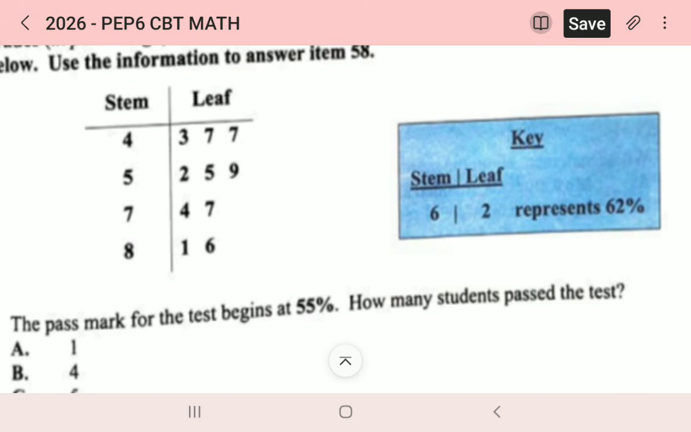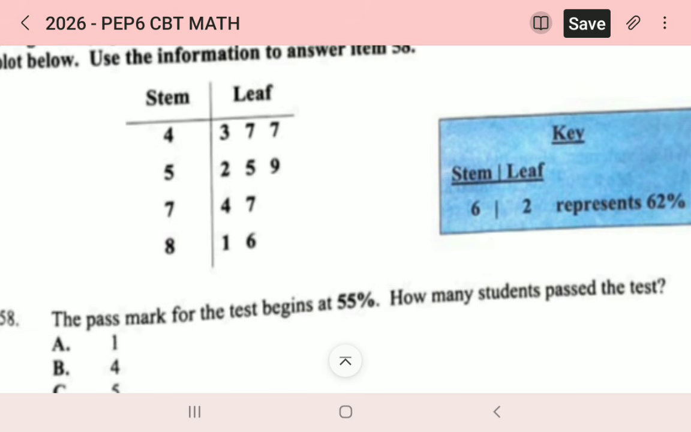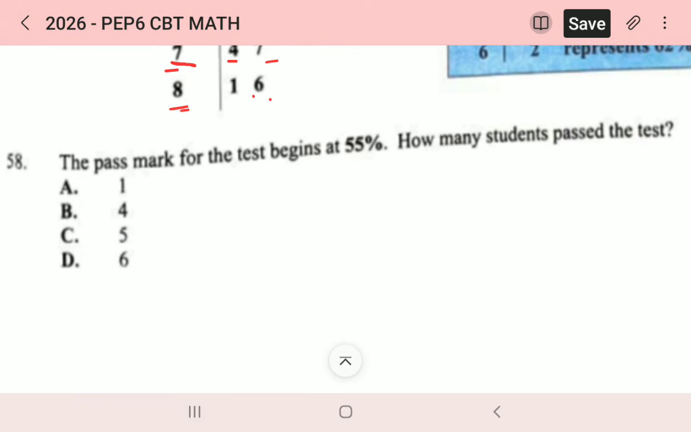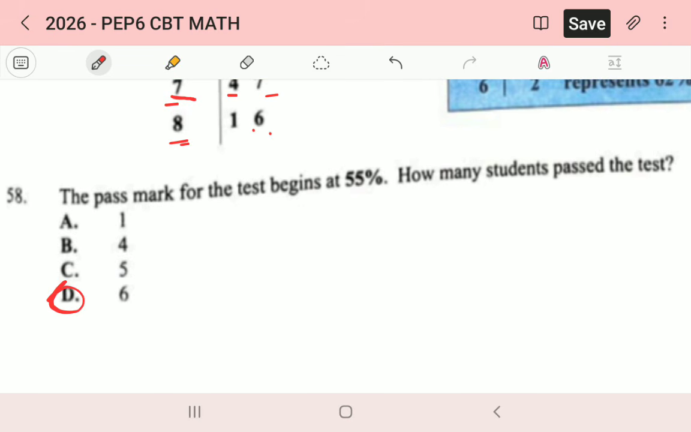All right, so you're looking now to see 55. If the pass mark is 55, then you know that 55 is right here. So 55 is 1, that is 2, 3, 4, 5, 6. So we should know from this, if we work the stem and leaf, that 6 students passed the test. I hope you know how to do your stem and leaf.